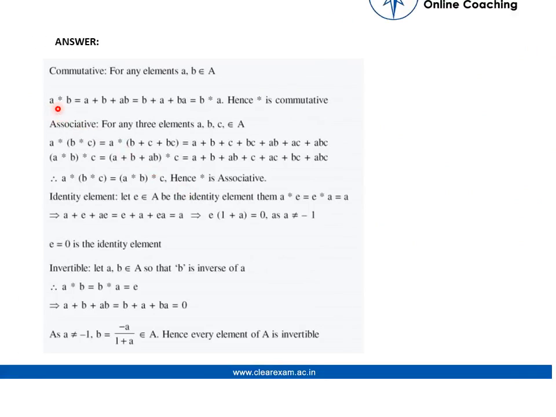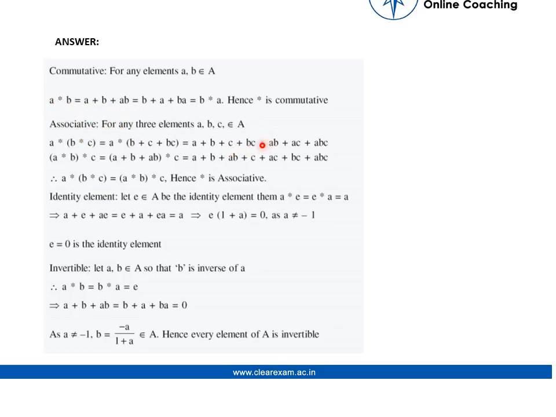So here we can see it is given in the question that a star b is equal to a plus b plus ab. So it can easily be written as b plus a plus ba, which is equal to b star a. Hence the star is commutative. For proving this, we can also use numbers such as 1 star 2 and so on.